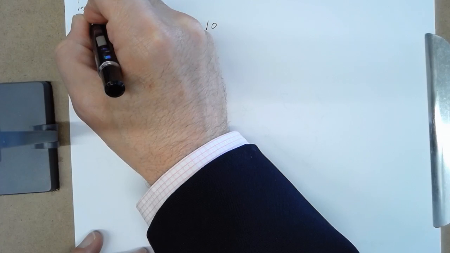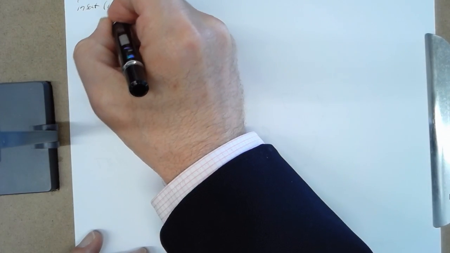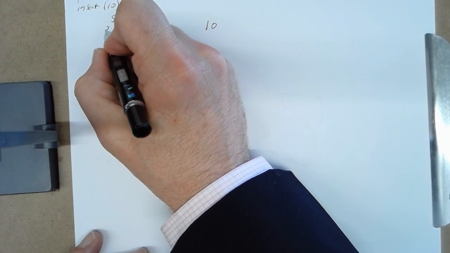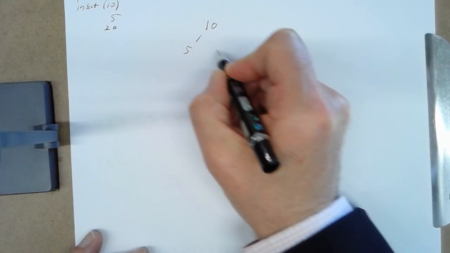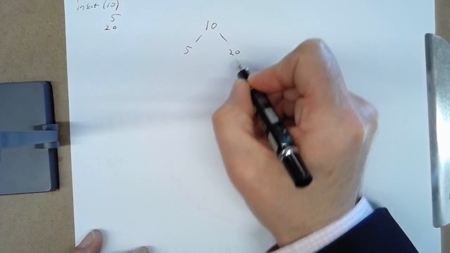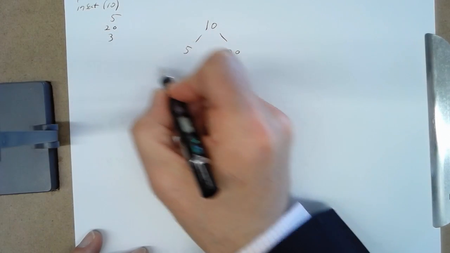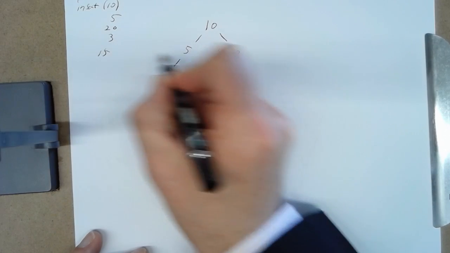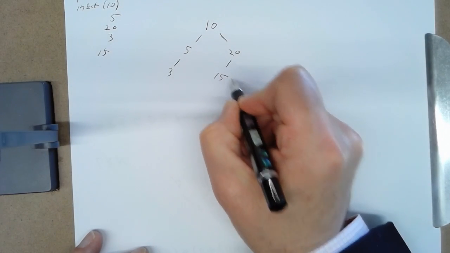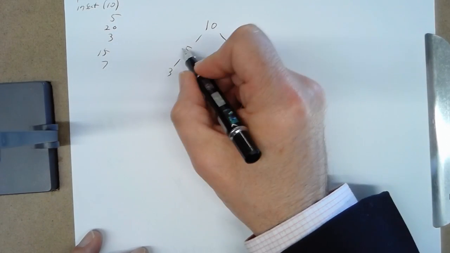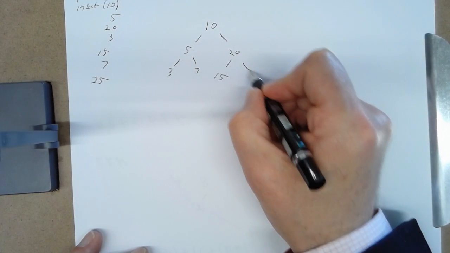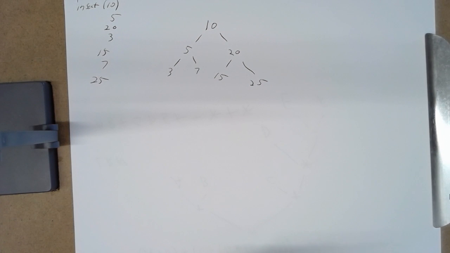And if we insert a 10 and then a 5 and then a 20, the 5 will go here, the 20 will go here. And then if we insert a 3, it'll go left, left, right here. And 15 will go right, left, and here. And a 7 will go left, right, and here. And a 25 will go right, right, and here. And this is the tree we end up with.